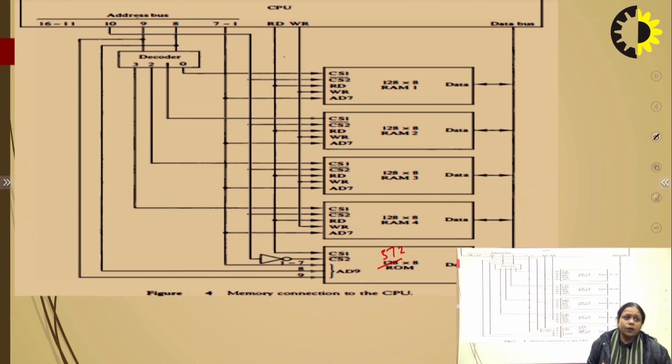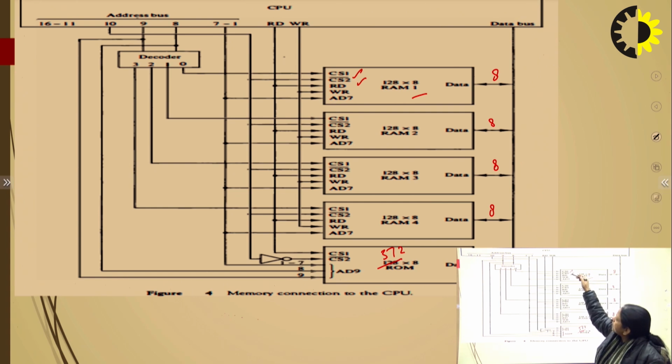Now what is happening here, you can see that this is the data bus, and the size of the data bus will be 8 here, because each and every chip has 8 bits in a particular memory word. So you can see this data bus is connected, and the size of the data bus will be 8 bits. Now you can see here we have CS1 and CS2 bar.